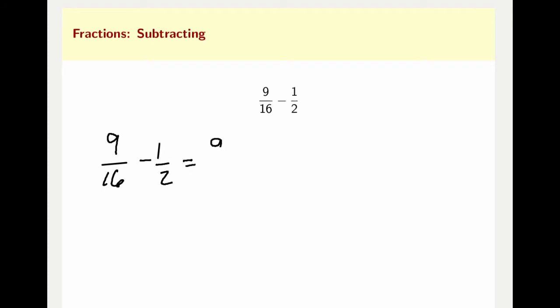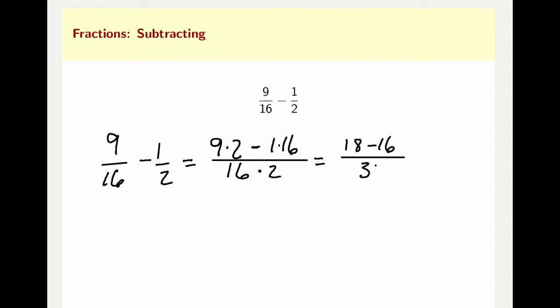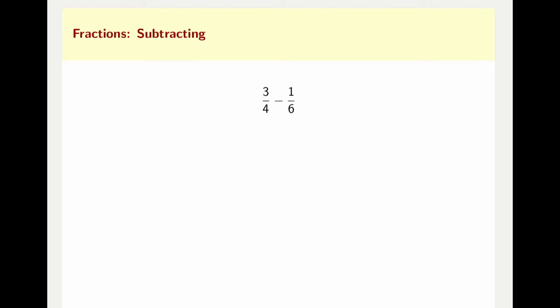Cross multiply, 9 times 2, put in the minus sign, 1 times 16 over 16 times 2 equals 18 minus 16 over 32, which equals 2 over 32, or 1 over 16. Done. Let's do one more.